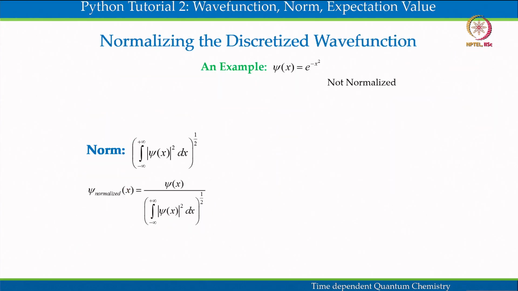Welcome back to Python tutorial 2. We have presented how to represent a wave function, how to discretize a wave function, or how to represent a wave function on a position grid. And next, we will take that discretized wave function and normalize it, and we will check how to normalize it.